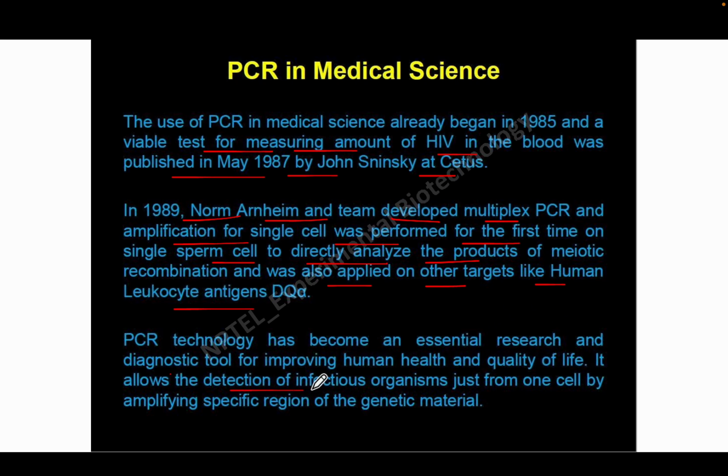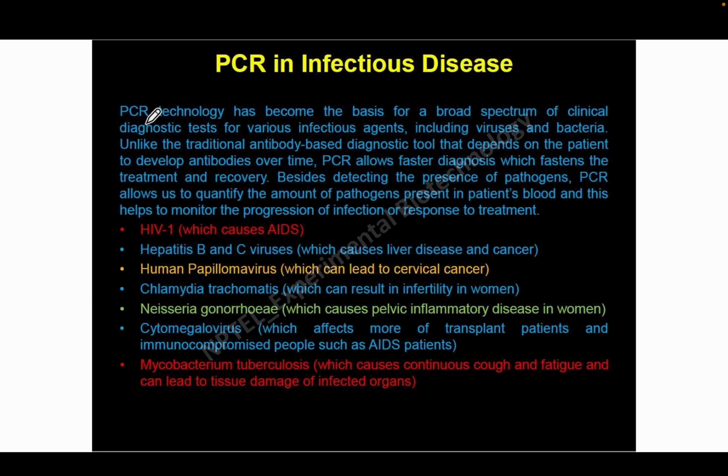It allows the detection of infectious organisms just from one cell by amplifying specific regions of the genetic material. So, PCR in infectious disease. PCR technology has become the basis for a broad spectrum of clinical diagnostic tests for various infectious diseases, including viruses and bacteria. Unlike the traditional antibody-based diagnostic tool that depends on the patient to develop antibodies over time, PCR allows faster diagnosis, which hastens the treatment and recovery.